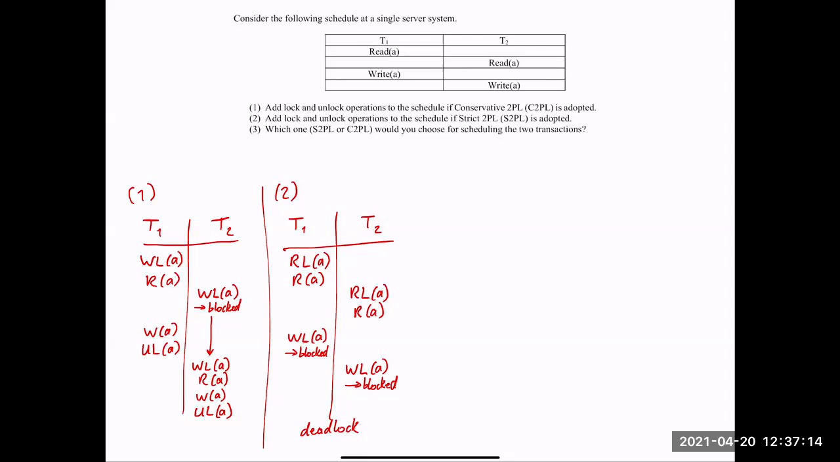And now the final question here is that we have been asked which one we would prefer. So this shouldn't be a very difficult question because obviously we want to prefer the schedule that doesn't lead to a deadlock. So we're definitely going to choose conservative two-phase locking. Also, in general, you want to use conservative two-phase locking if the transactions are short, because there's not much that you lose in terms of having less concurrency if they're short transactions.